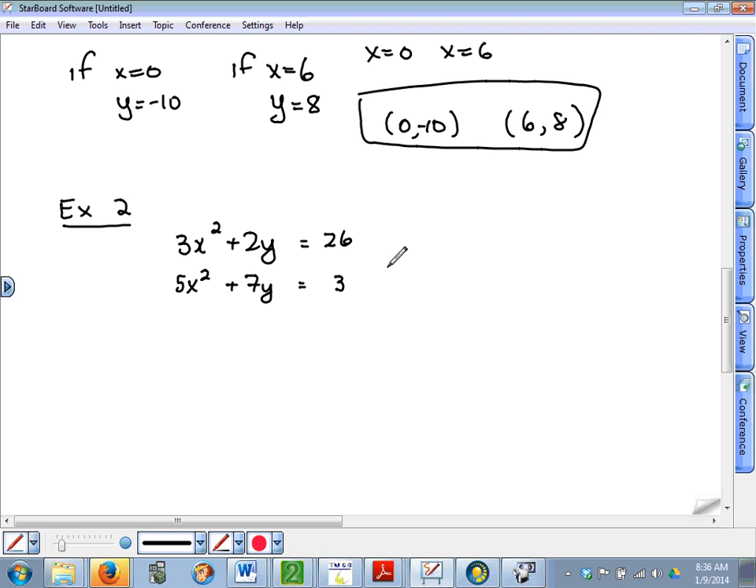Anyway, now could we use elimination method, or do we still have to use substitution? You can do elimination. Why can we use elimination? Somebody said it. These are like terms now. The y's are like terms, or the x's are like terms. So we could use elimination if we wanted to. We could use substitution. Let's do elimination. Which one do we want to eliminate though? The x squared or the y?